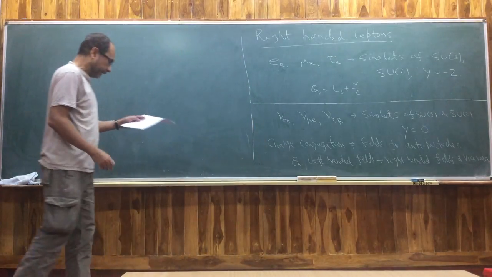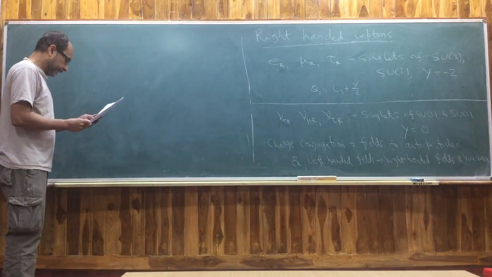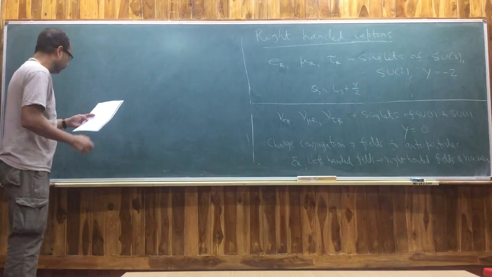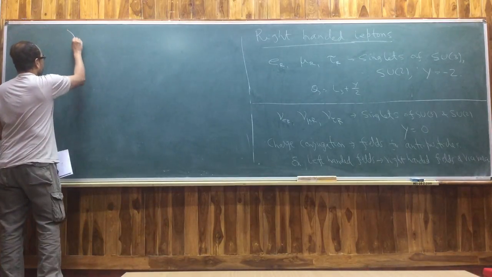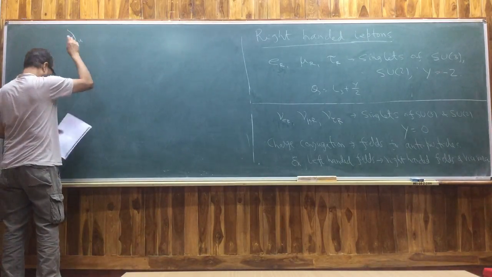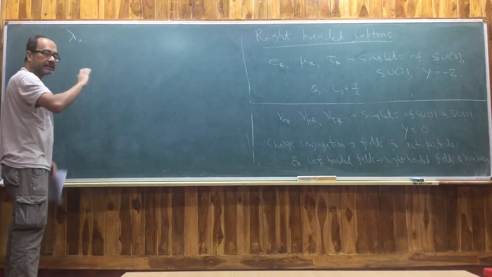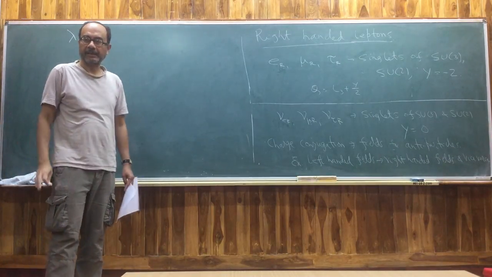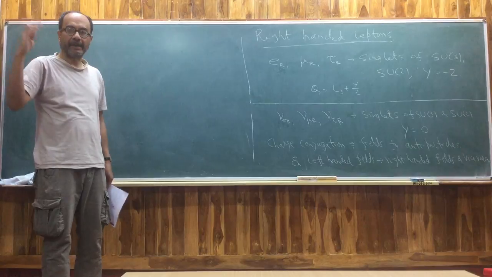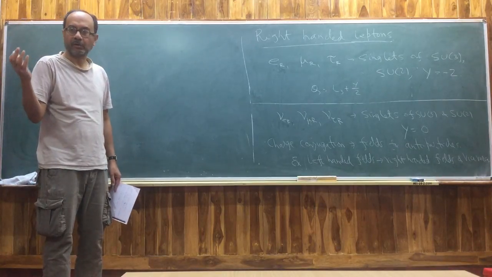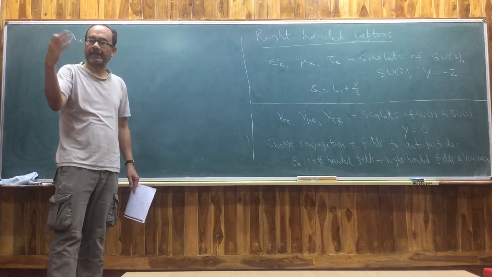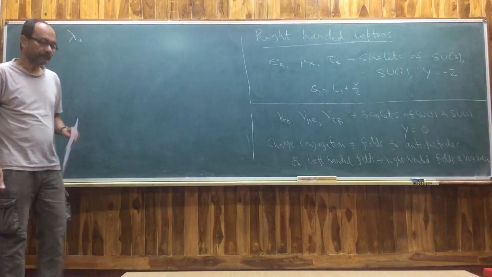So let me write down the couplings, and then it will become clear. There are three kinds of couplings that we can have. I'll now consider only the first generation, the up and down quark and the electron and electron neutrino, but the same thing can be repeated for the other generations also.